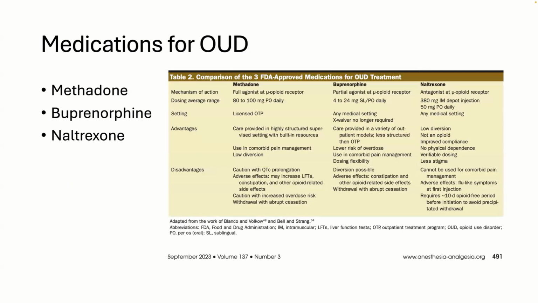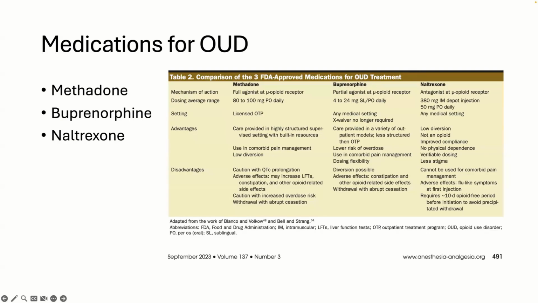Now that we've kind of established why medications for opioid use disorder are so important, I want to briefly review the three main evidence-based medications. These are the three FDA-approved medications for opioid use disorder.